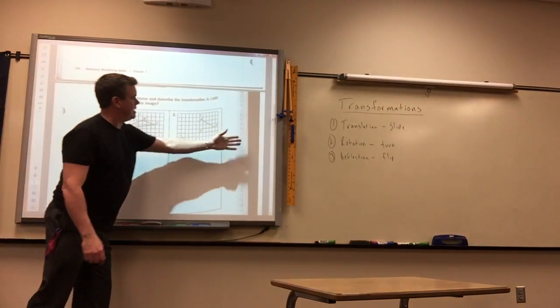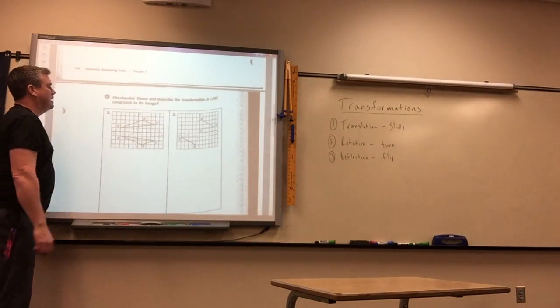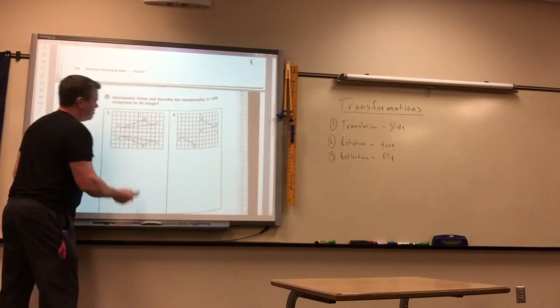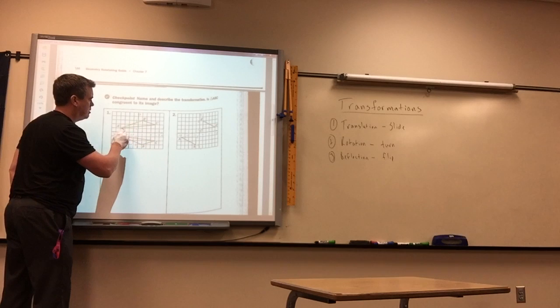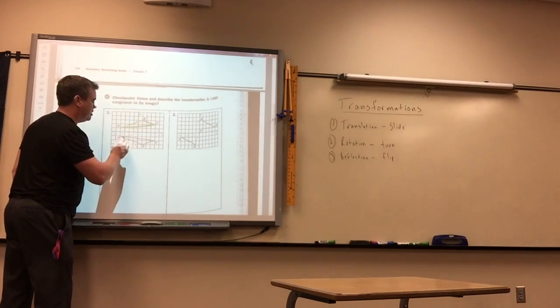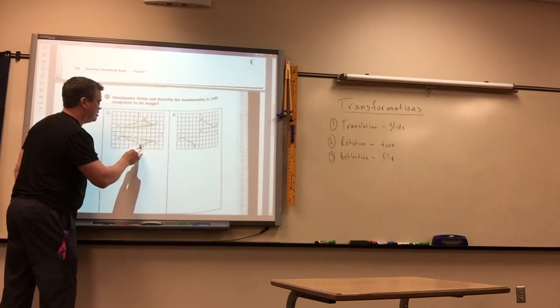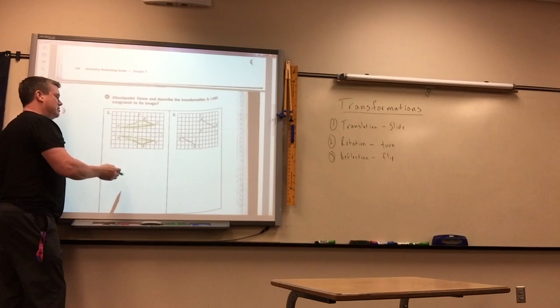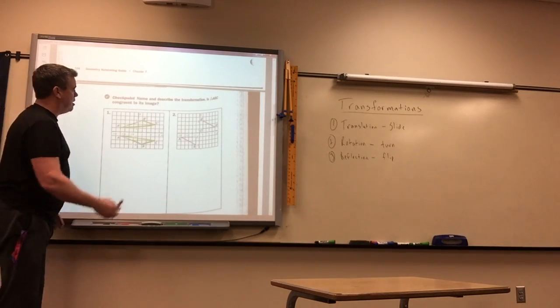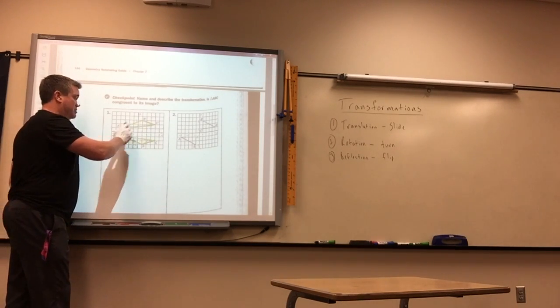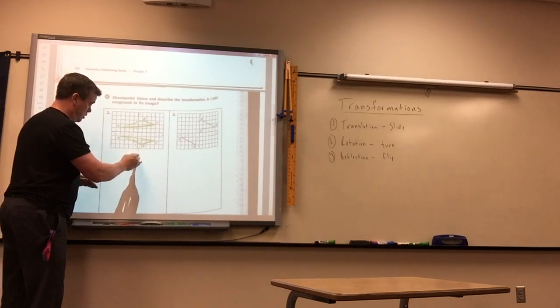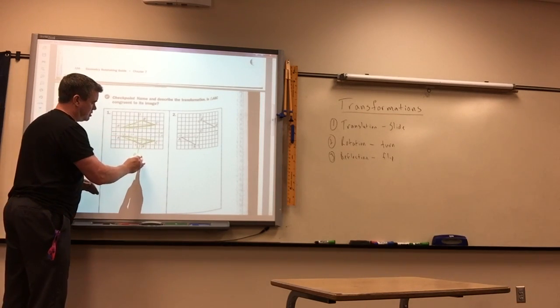Okay, page got kind of bent here, but name this transformation. Flip. Flip is correct, but it's not the correct word. Reflection. It's been reflected. Now, this is the image up here because it's got the ticks. So this is where it started. That's the pre-image or original.